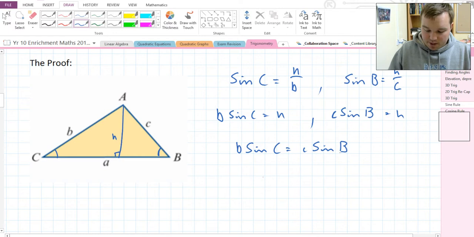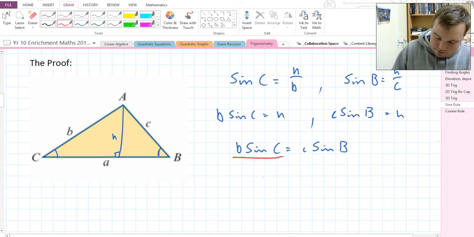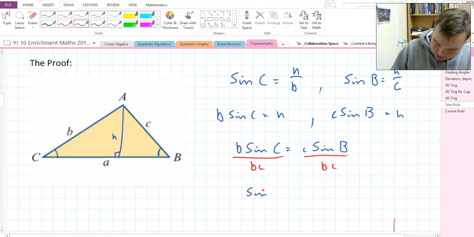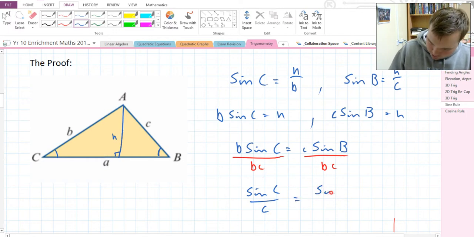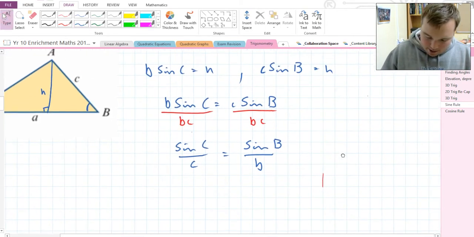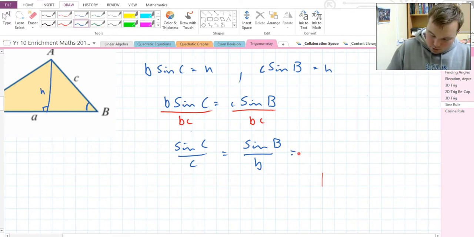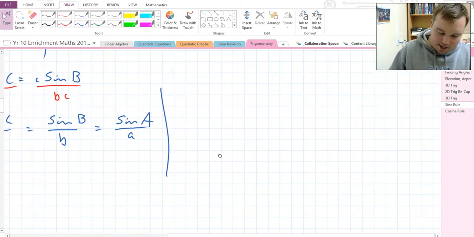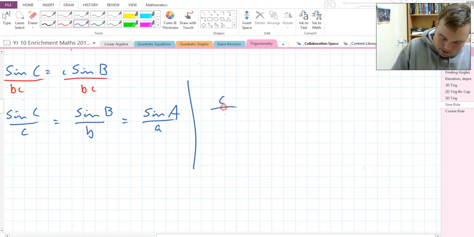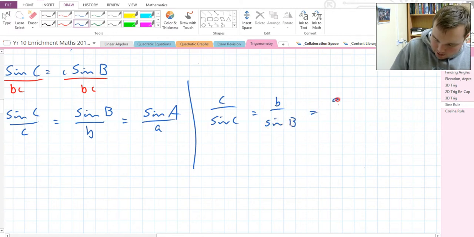And we're very close to the rule now. What we do here to get the actual rule is divide both sides by bc. And the rule we get is sine C over c, so sine of the angle over the side, is equal to sine of the angle over the side. Very similar to the logic we had before. And this can be extended to sine A over a. Now note, that's just one version of the rule. The other version is the inverse: c over sine C equals b over sine B equals a over sine A.